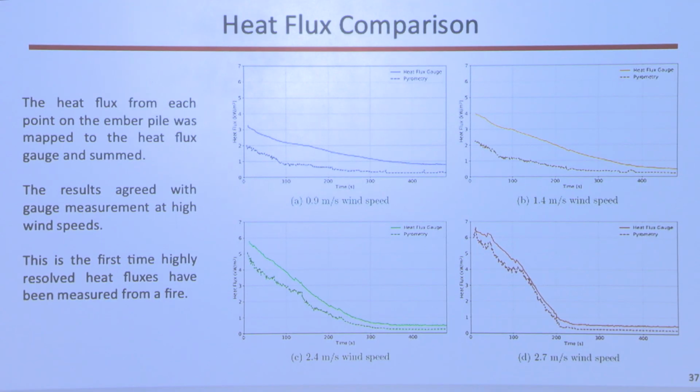At the lowest temperatures in the upper left, you can see there's a big difference, almost a factor of 2, because the signal is so low. But as you go to higher and higher wind speeds, and especially to the image on the lower right, 2.7 meters per second, the heat flux that's measured by the heat flux gauge is in very good agreement with the heat flux that's predicted by just using the camera with ratio pyrometry.